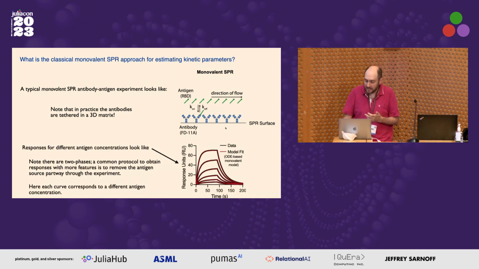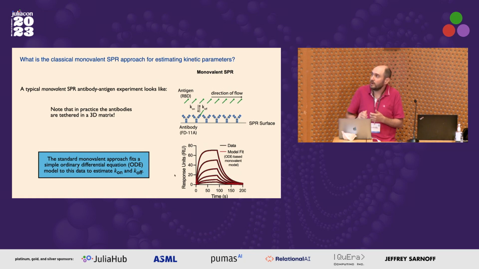And then what one gets out of it is a set of curves that looks like this. These are the response curves, and in this case, it's a response curve for 6 different concentrations of antigen that they flow over. Of course, as the antigen concentration goes up, you get a larger response. Often they do these experiments, to give more features to the curve for parameter estimation, so that after a certain time, they wash out all the antigen from solution, and so all that can happen is the antigen unbinds, and you get these decay curves. So you get this kind of two-phase behavior.